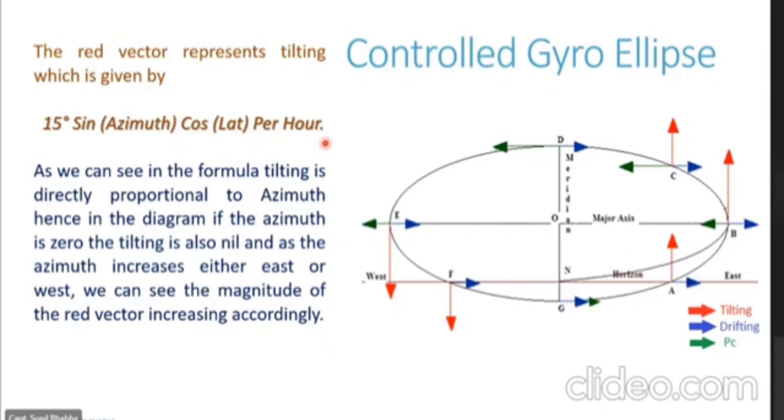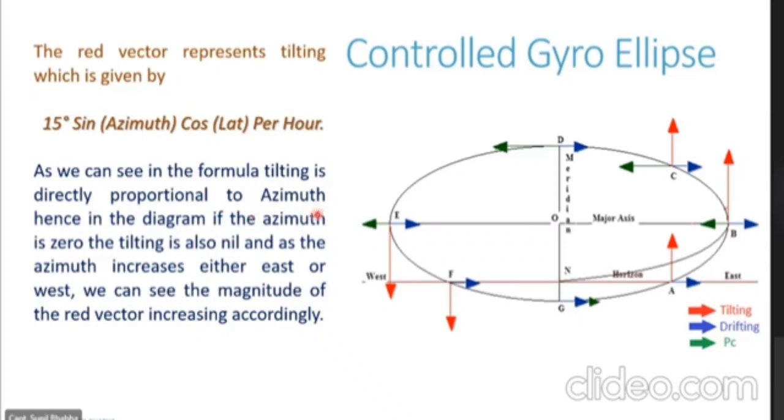As the observer is stationary right now, there is no change in the latitude of the observer. But the azimuth of the spin axis, or the drift of the spin axis, is changing. At different points, you will see the azimuth is changing. From this formula, we can see that the tilting is directly proportional to the azimuth of the gyrostar, or the drift of the spin axis.